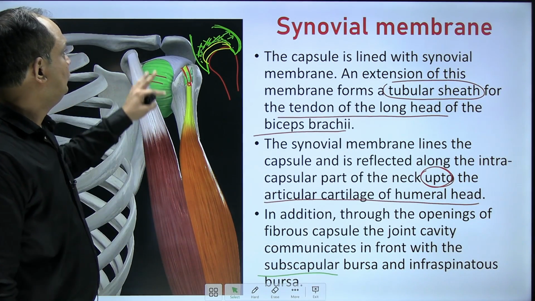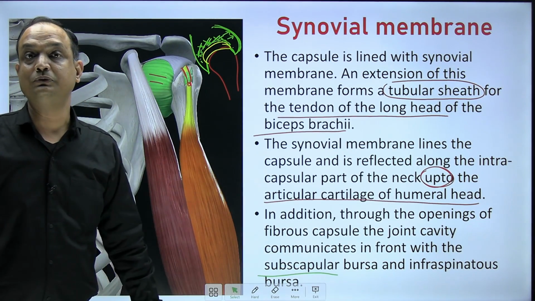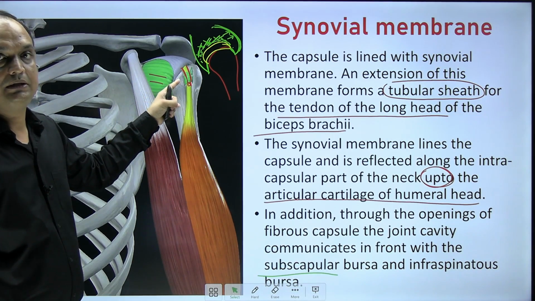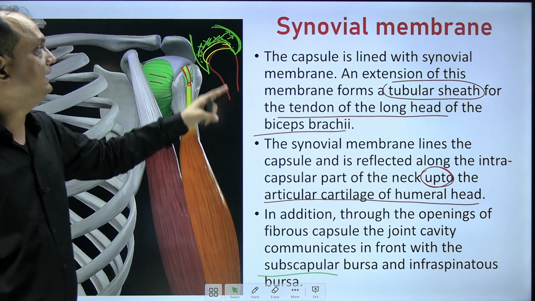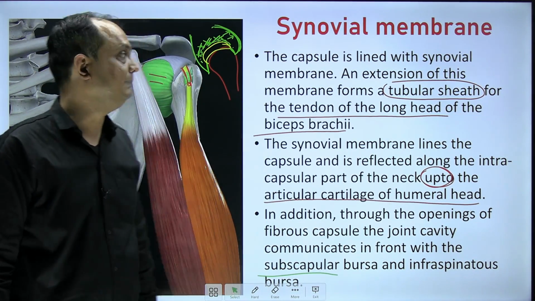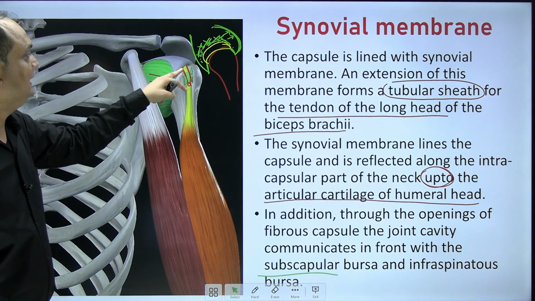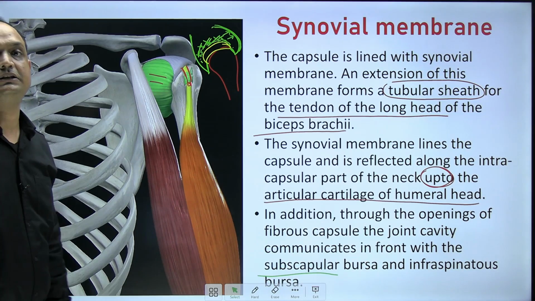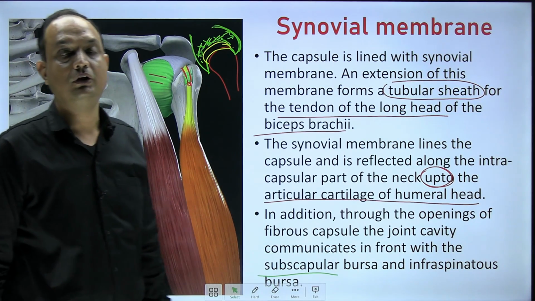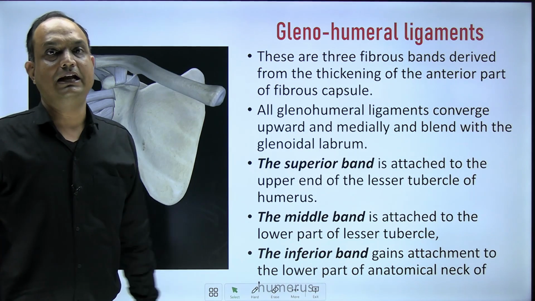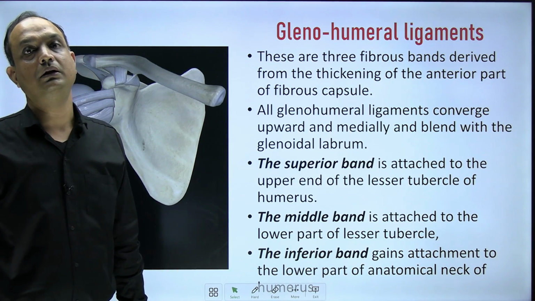Clear? So when you are talking about the capsule, what you have to understand is that the capsule has medial and lateral attachments. On the inner side of the capsule, there is a lining known as the synovial membrane, and this capsule is loose in the lower part, and in the upper part it has a deficiency for the exit of the long head of the biceps. Then the next ligament is the glenohumeral ligament.